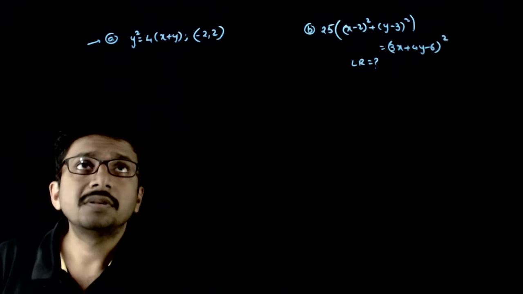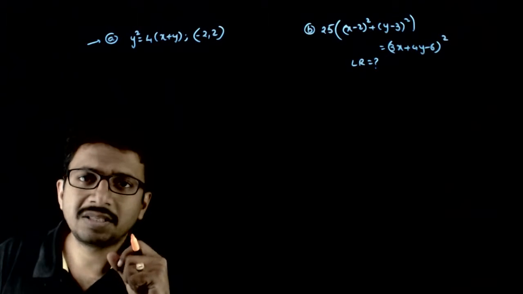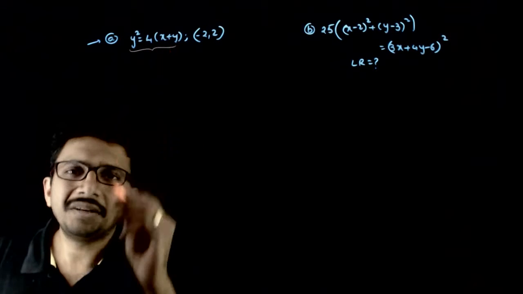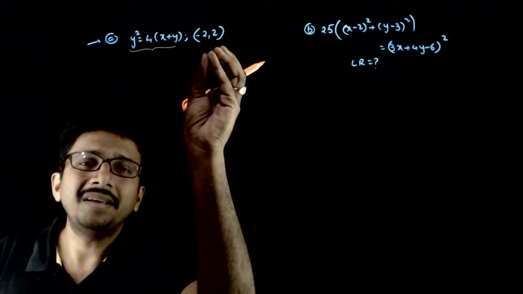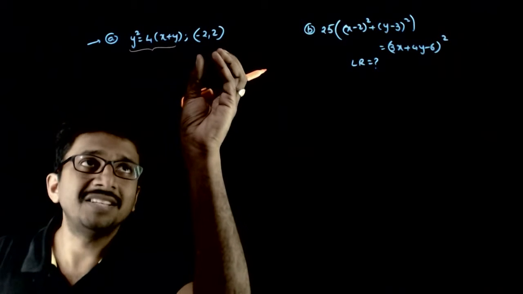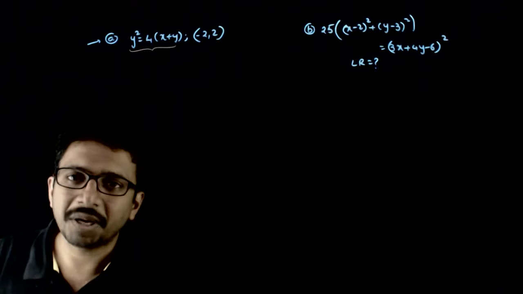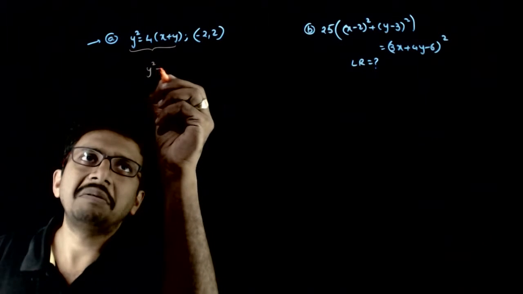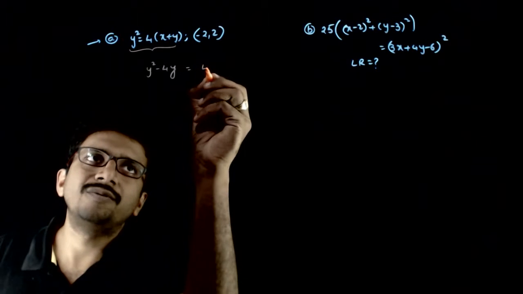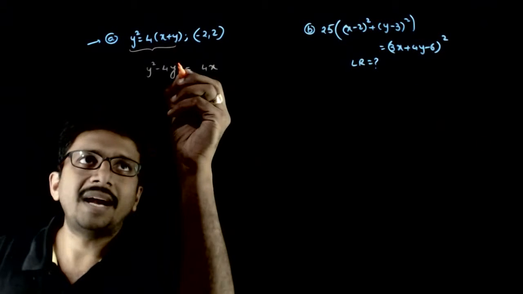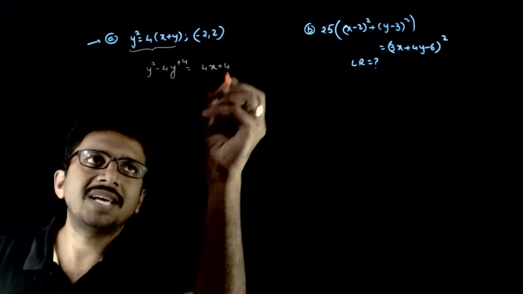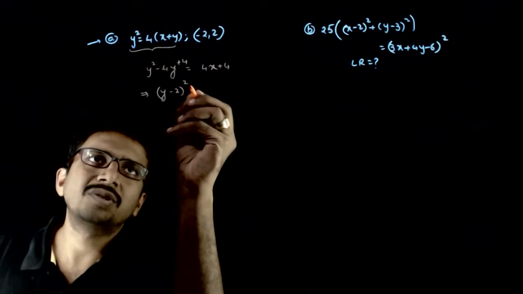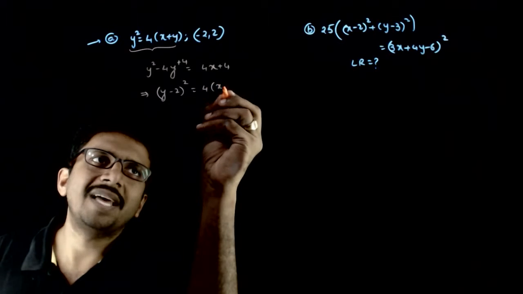So welcome students. In this question, in the first statement, you're being asked to find the area of the triangle formed by the chord of contact and the pair of tangents from (-2, 2) to this parabola. If you analyze this parabola, this is nothing but y² - 4y = 4x, and if you add 4 on both sides, you get (y - 2)² = 4(x + 1).